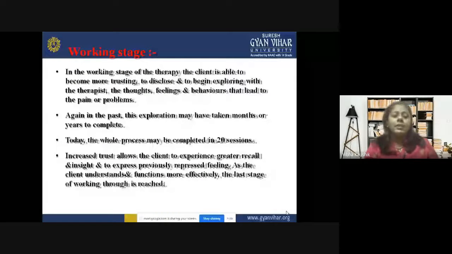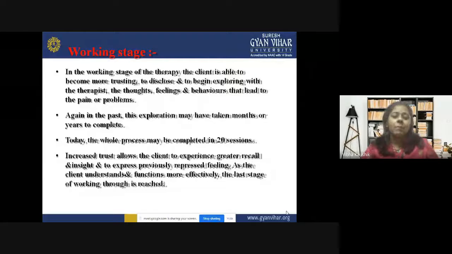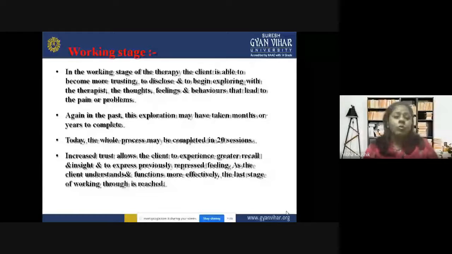Now, the second stage is the working stage. The introduction portion has been completed. In the working stage of the therapy, the client is able to become more trusting. The client develops trust in the therapist to disclose and begin exploring with the therapist. Now he will start disclosing his problems, how he can get out of them, the needs, how the problem can be solved, what the solution can be, and the thoughts, feelings, and behavior that lead to the pain or problem.